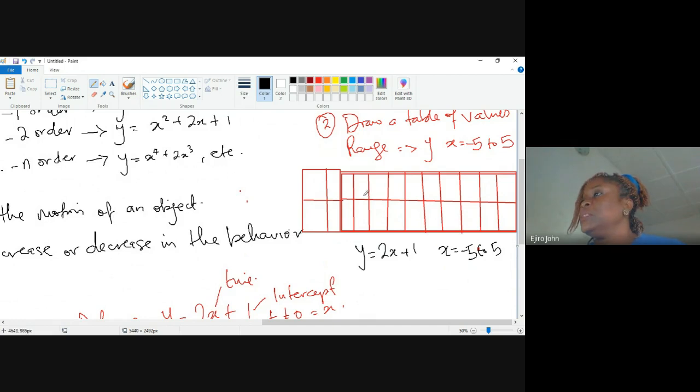So what are the ranges? Let's say this is x and this is y. We'll start from -5, -4, -3, -2, -1, 0, 1, 2, 3, 4, 5. What I'm telling you now is WAEC standard. When you are given the questions, you'll be given an equation and then you'll be given a range.